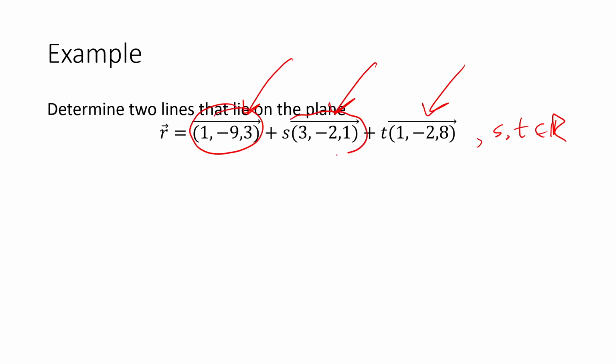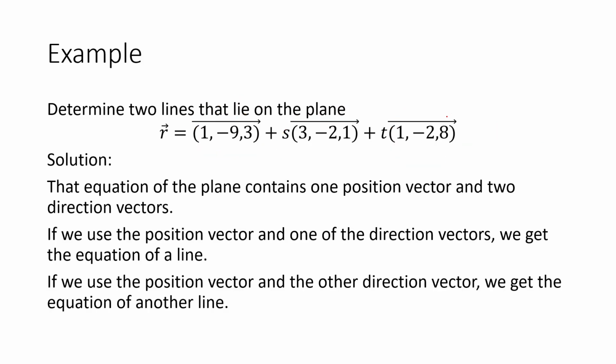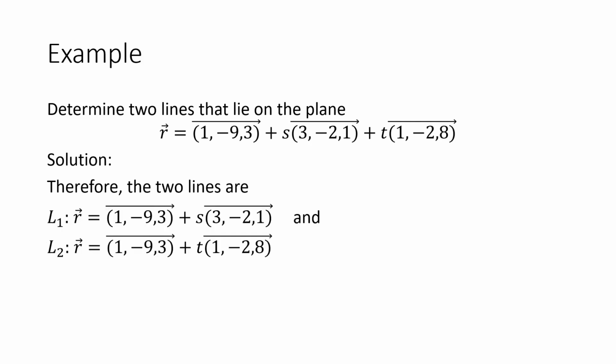So all we have to do now is say one of our lines will be this position vector plus a parameter times that direction vector, and our other line will be this position vector plus a parameter times that direction vector. So that equation contains one position vector and two direction vectors. If we use the position vector and one of the direction vectors, we get the equation of a line. If we use the position vector and the other direction vector, we get the equation of another line. And so the two lines are given as shown.